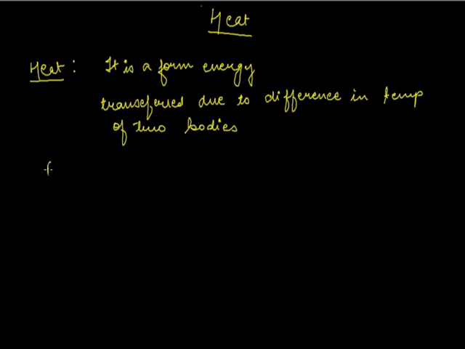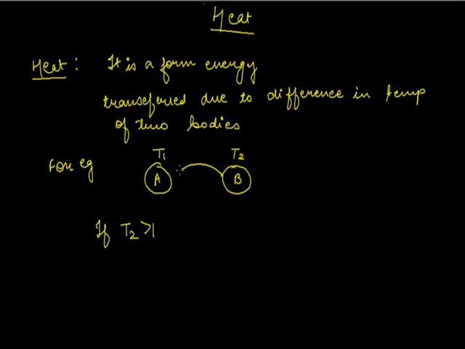For example, if I have a body A and another body B, body A is at temperature T1 and body B is at temperature T2. If T2 is greater than T1, then the heat flow will take place from T2 to T1. Hence, heat is a form of energy which is transferred because of the temperature difference between the two bodies and takes place from the body at higher temperature to the body at lower temperature.